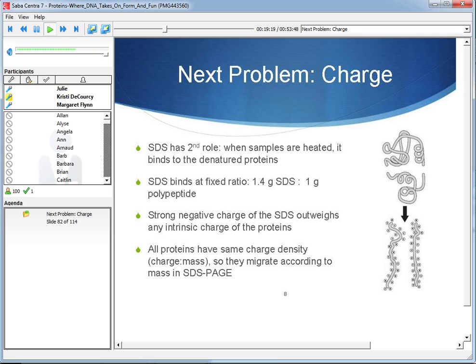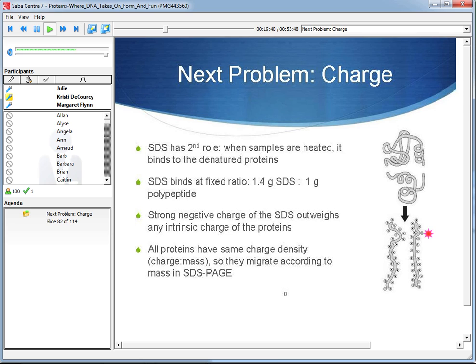If you add SDS in your sample buffer, it's going to coat the denatured proteins, and you can see it over here in this graphic at the right. You've got your coily proteins, and once they're denatured, they're coated with these negatively charged SDS molecules. And what makes this work so well is that SDS binds to proteins at a fixed ratio.